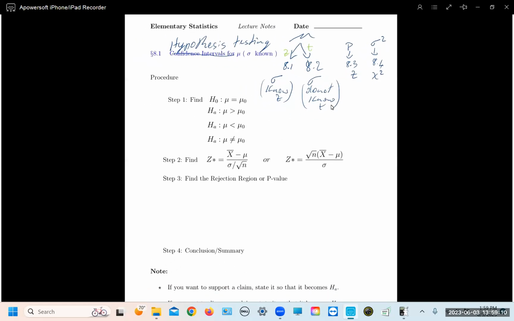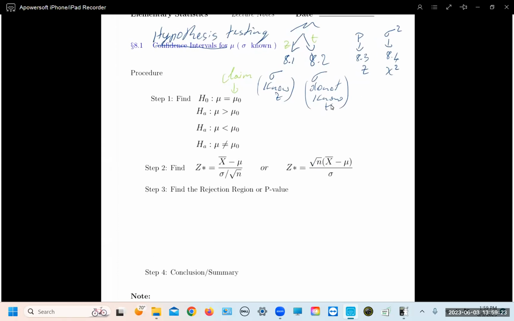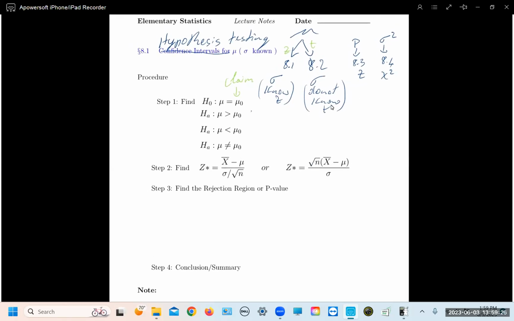As we know, for the H0, this one is the claim. This one is right tail, this one is left tail, and this one is two tail method.